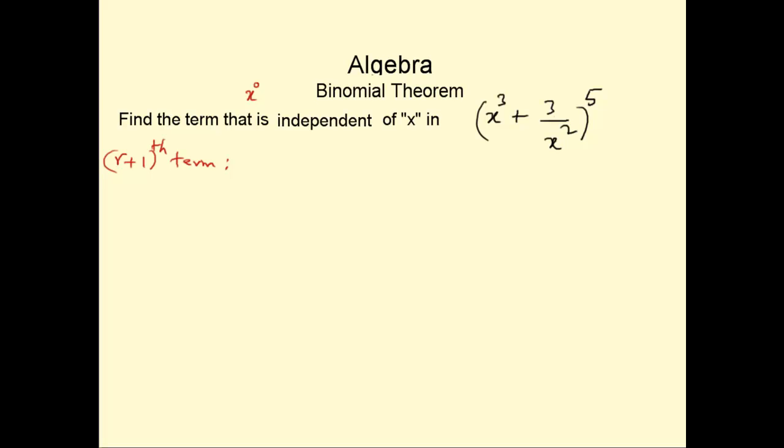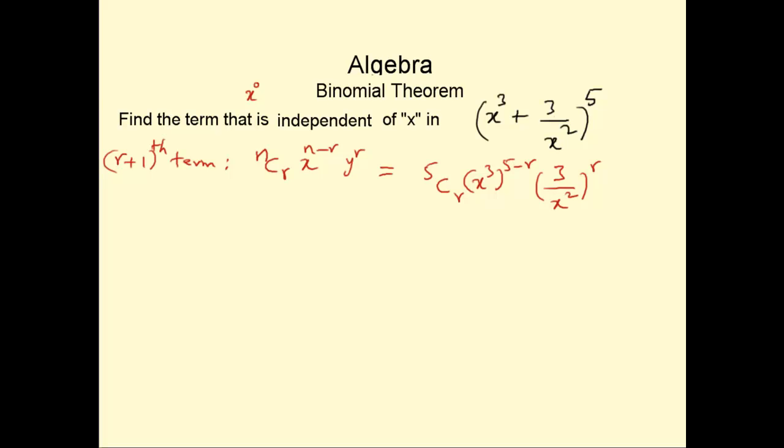for this expansion here? That would be nCr x to the power n minus r times y to the power r. But for this particular term here, n is 5, so you have 5Cr, x is x cubed to the power 5 minus r times (3 over x squared) to the power r.